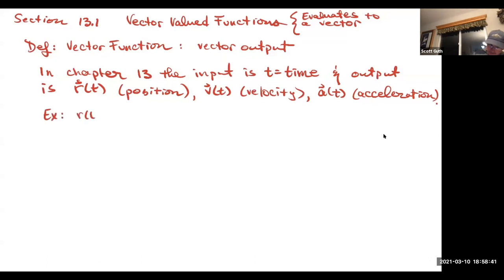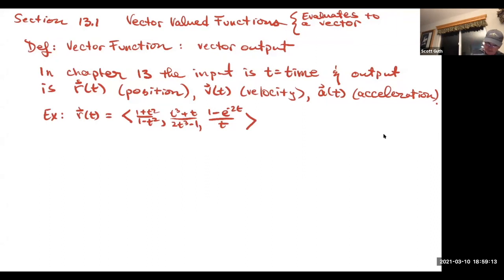Okay, so let's do an example here. R of t equals 1 plus t squared over 1 minus t squared, comma, t to the third plus t over 2t to the third minus 1, comma, 1 minus e to the negative 2t over t. There you go. One-dimensional input, 3-dimensional output.